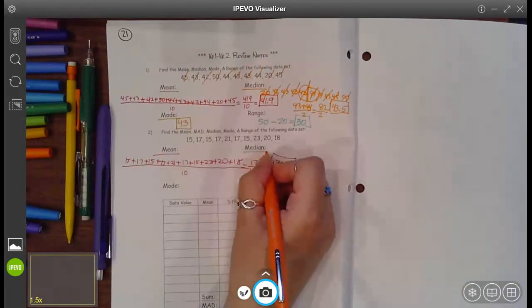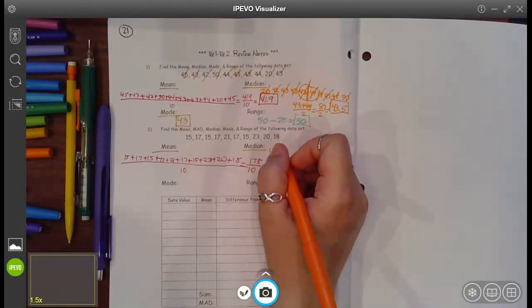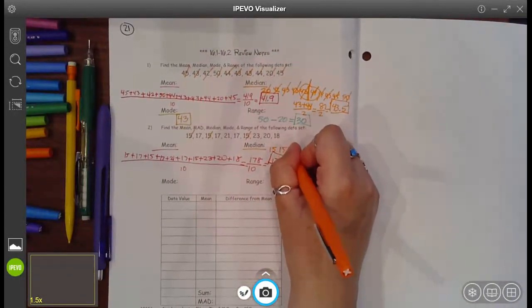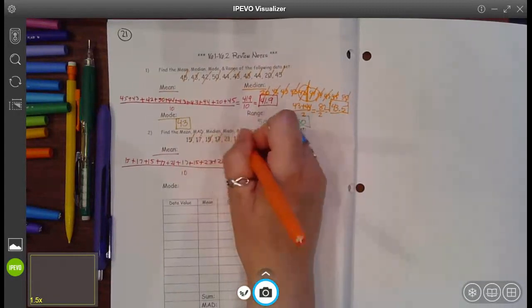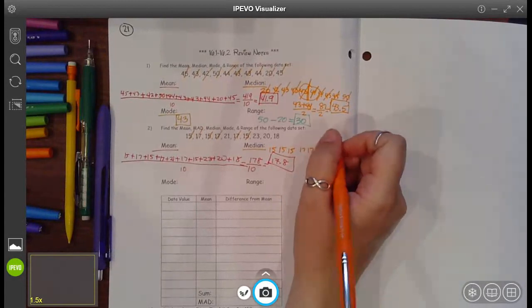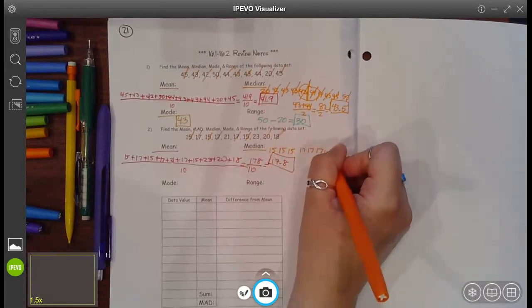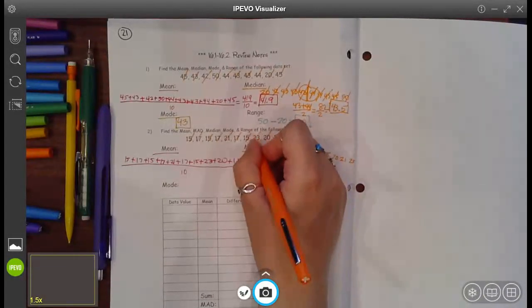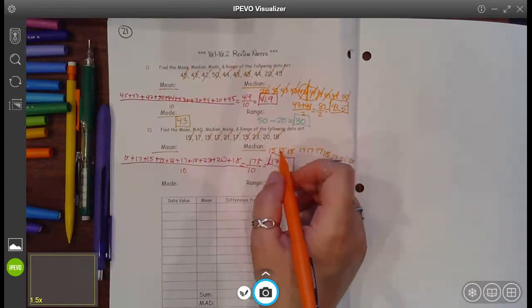Your median, okay, line them all up. 15 is the smallest, but how many times do you see 15? 1, 2, 3 times. So 1, 2, 3 15s. No 16s, but 17 happened 1, 2, 3 times. 1, 2, 3 17s. Okay, 1 18, 1 20, a 21, and then a 23. Okay, double check you have all 10 numbers.